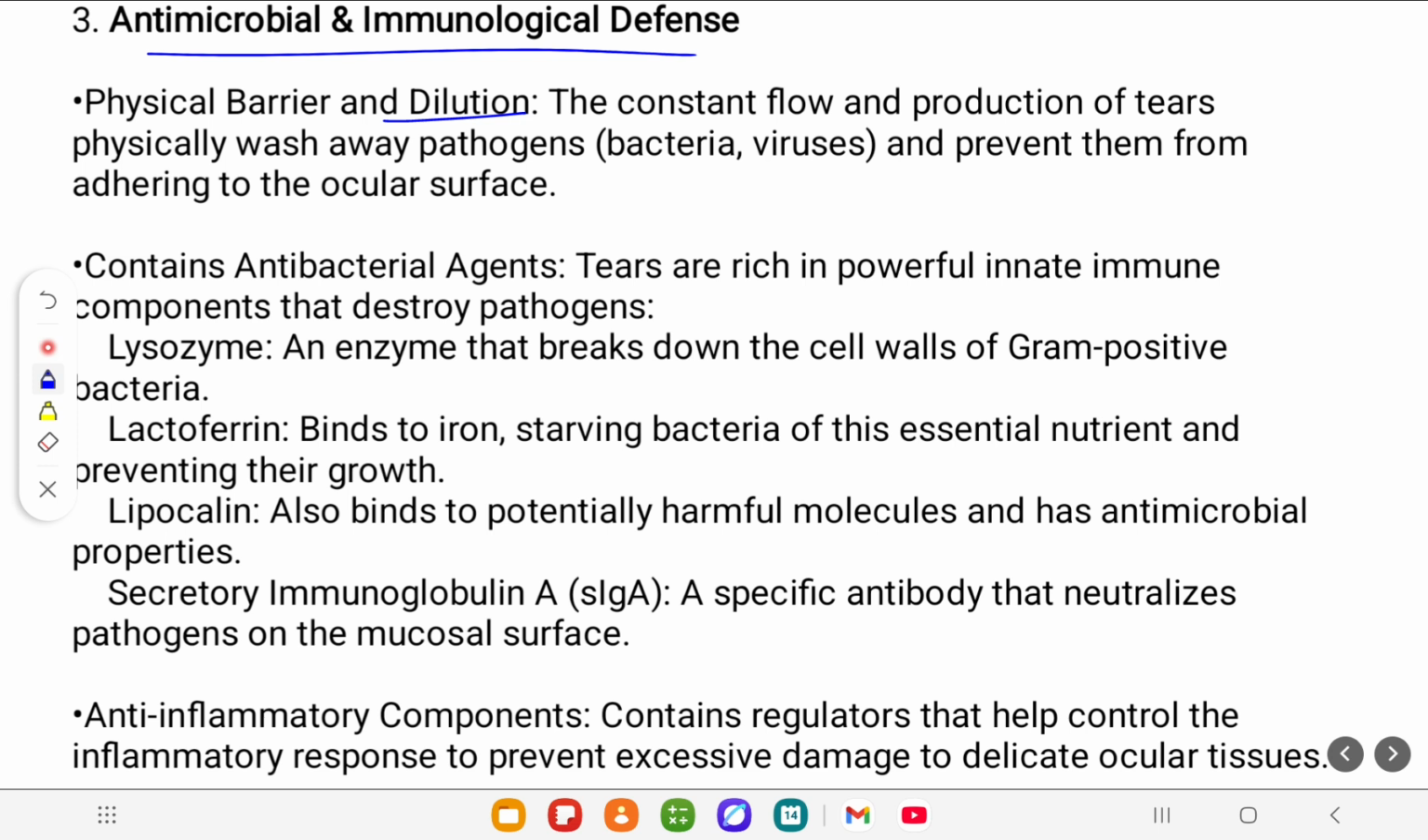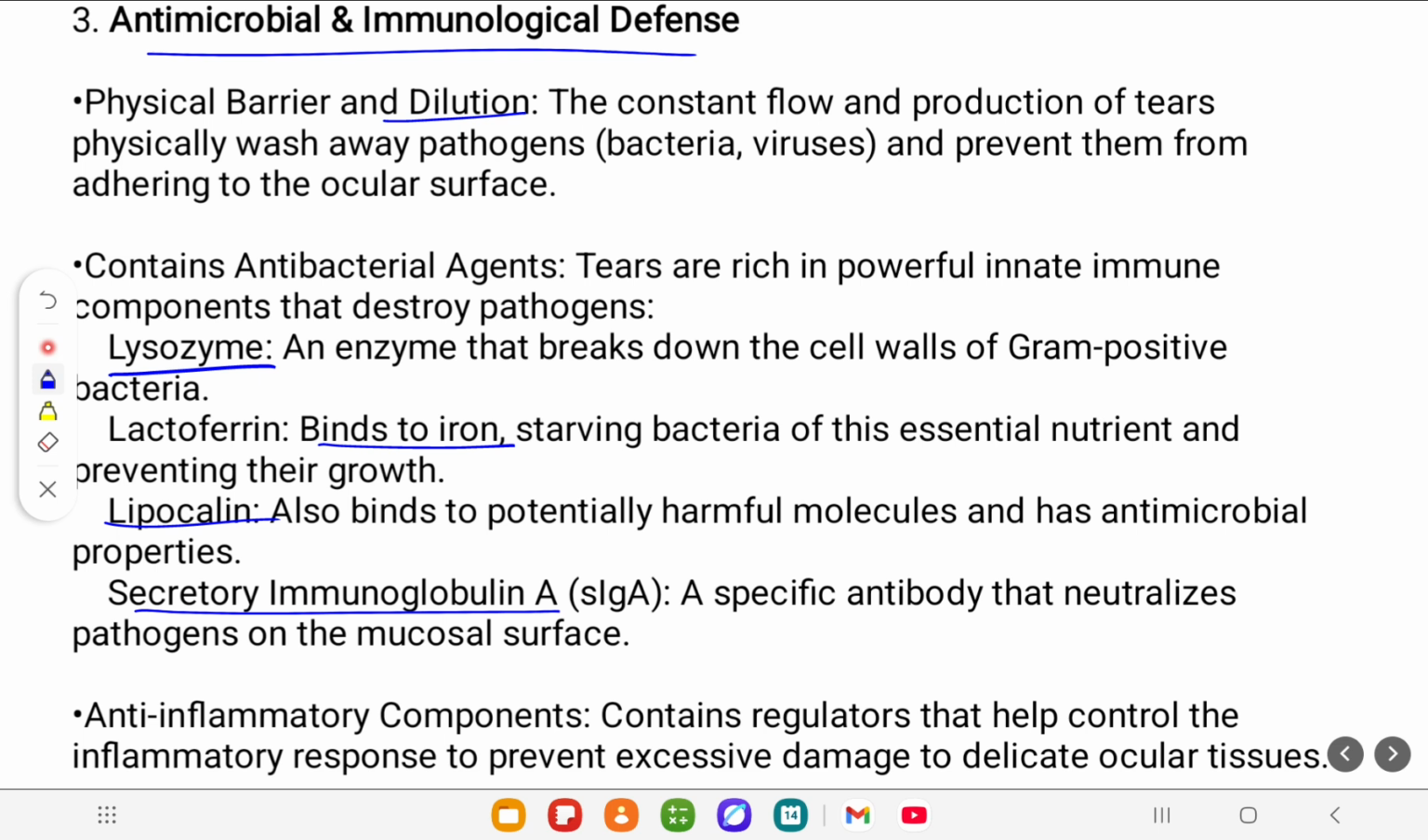Another is the antimicrobial agents. Tears are rich in powerful innate immunological components that destroy pathogens. For example, lysozyme, an enzyme that breaks down the cell wall of gram-positive bacteria, and lactoferrin, which binds iron, starving bacteria of essential nutrients. Then lipocalin, and secretory immunoglobulins, immunoglobulin A for example. All these are working against pathogens.